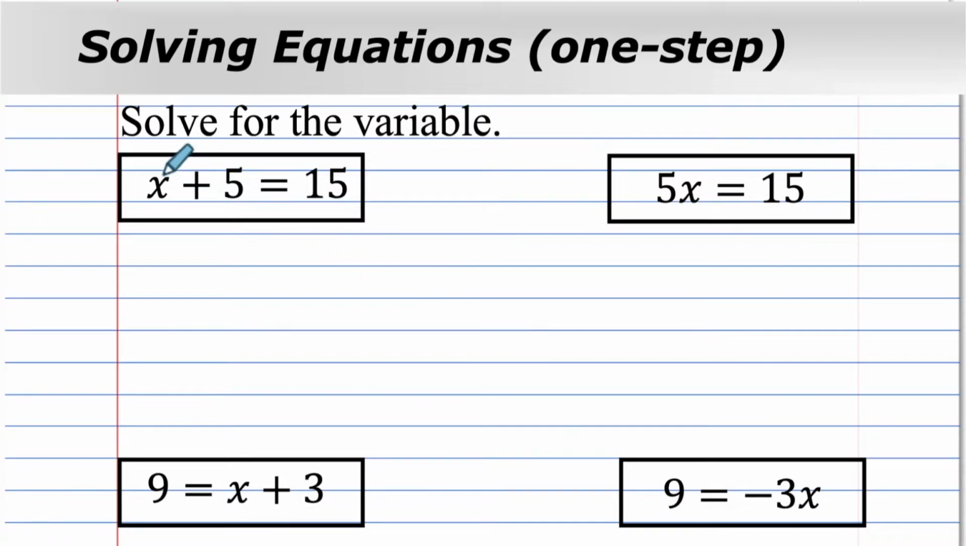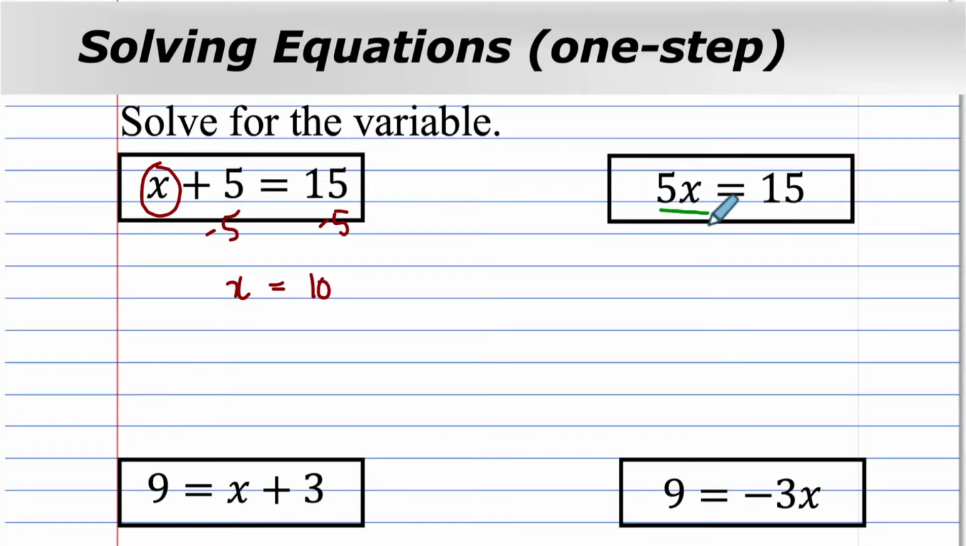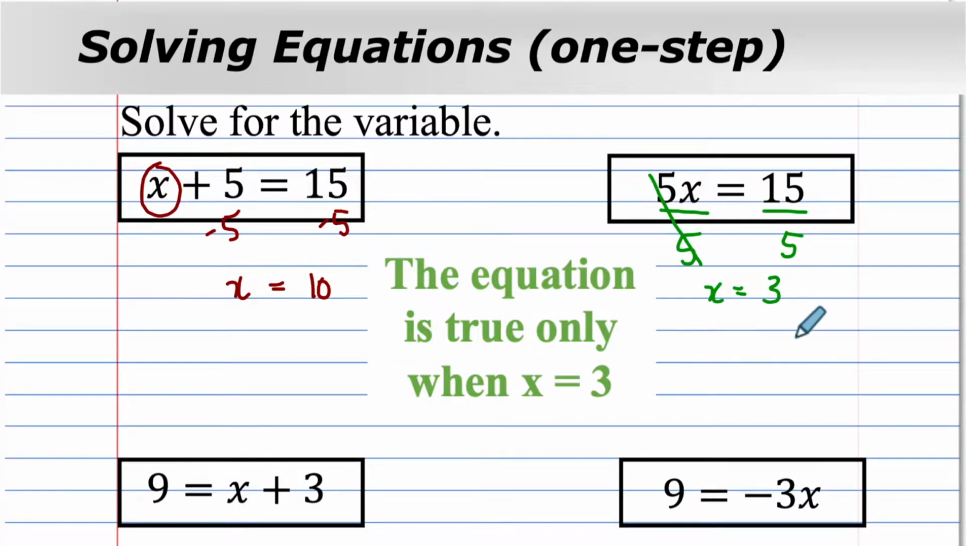First of all, remember what we did with this one. We circled the X, subtract 5 both sides. What we do to one side, we do to the other. Therefore, X is equal to 10. Now, we still want X by itself, but there's a multiply in between here. The inverse operation of multiply is divide. If we divide the left side by 5, we'll get a 1x, and that's what we want. But what we do to one side, we must do to the other. Therefore, x is equal to 3.